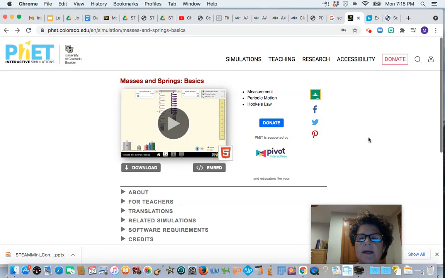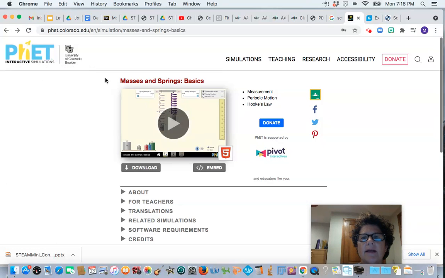It's Marianne. I want to show you some resources you can use in your classrooms that really are engaging and help you connect or integrate science and math. Some of the resources, you'll also be able to integrate the engineering piece. But for now, I'm going to start with PhET.